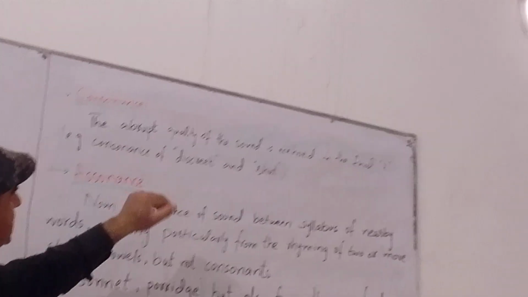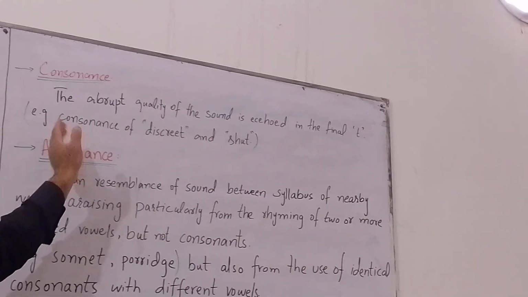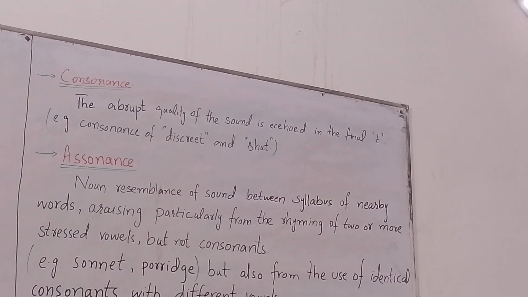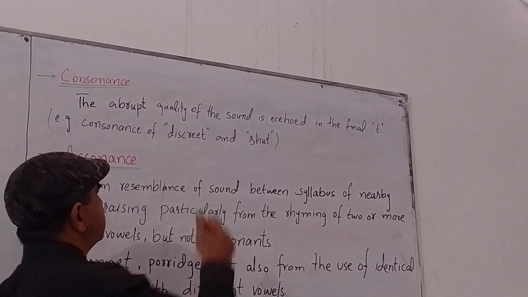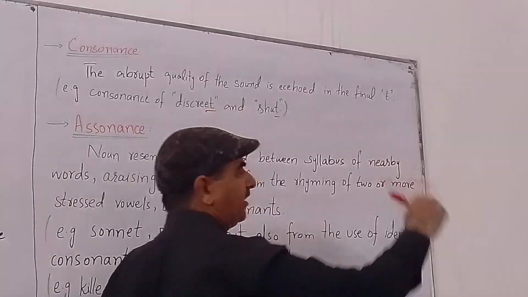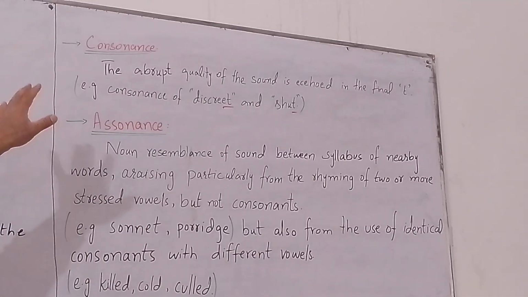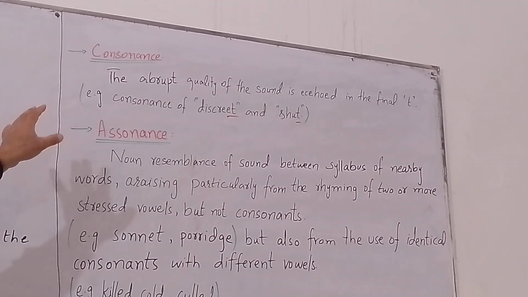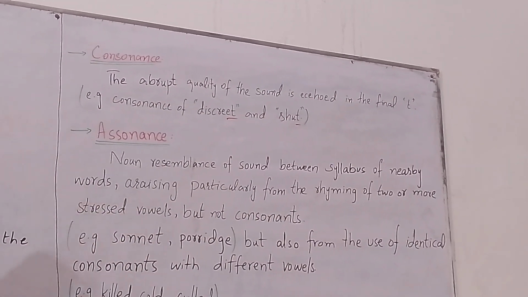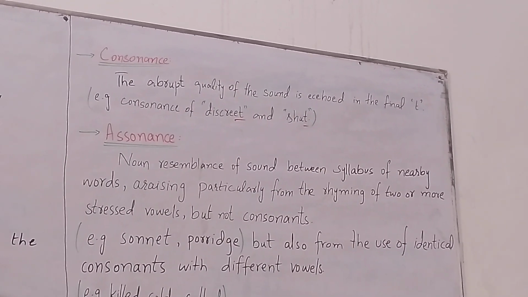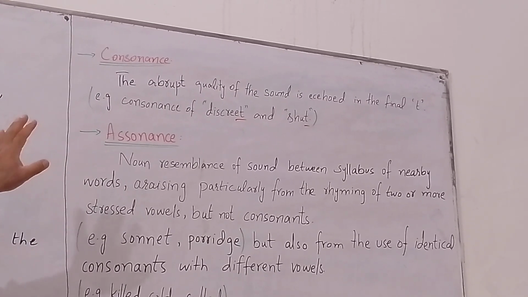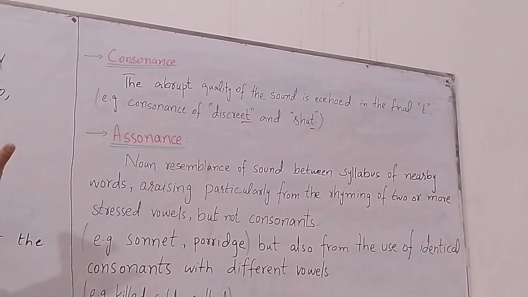Clear? Next one is consonance. The body of sound is echoed in the final sound. If beginning sound is repeated, it is called alliteration. Final sound is repeated, it is called consonance. See this sound, it is being repeated. Again, I cannot give you another example because I don't have that in mind. Let me tell you, there may be other examples. You can find it on internet, in your books, everywhere. Clear? The moment you read any piece of poetry, you should observe these things. Clear?